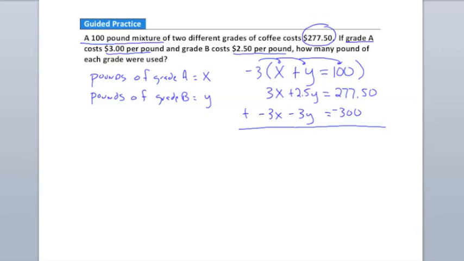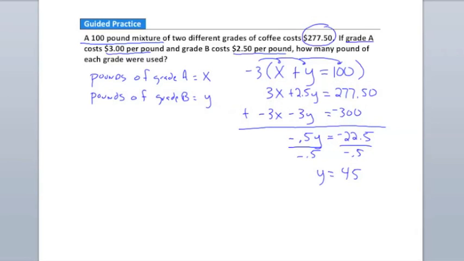Positive 2.5y plus -3y would give me a -0.5y. And then 277.50 plus -300, when I add that together, I get -22.5. Solving for y here, so I'm going to divide both sides by -0.5. When I do that division, I come up with 45. So we're halfway there. I've solved for y, and I know that the grade B coffee, we got 45 pounds of that.